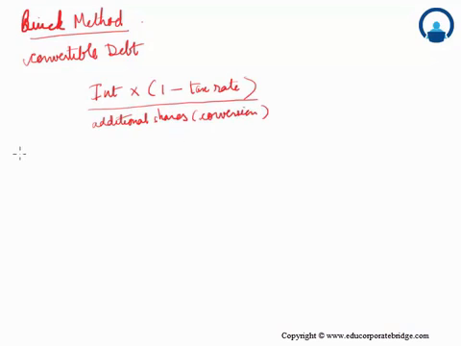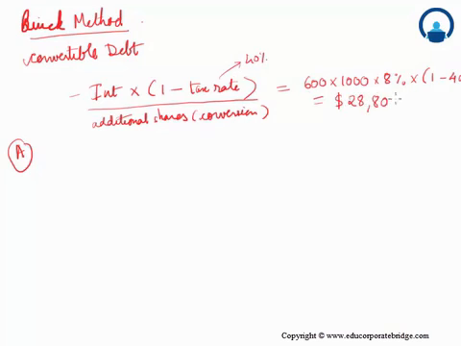So let's take both the cases which we had discussed earlier. First, the interest multiplied by 1 minus tax rate. Here the interest was 600 bonds times 1000 par value at 8% interest, and we were also given that the tax rate was 40%. So this was the numerator, and it came out to be $28,800.